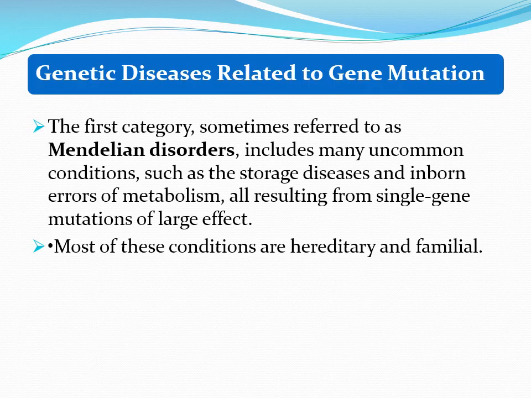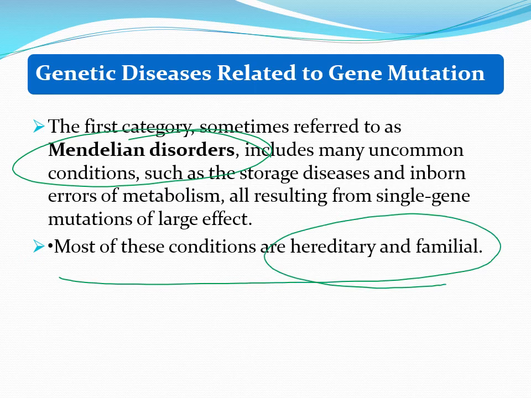So the classical example of the diseases which fall under the category of gene mutation are what we call Mendelian disorders. Remember, in secondary school we used to call them Mendelian disorders. Most of the conditions are familial, and they are inherited. Most of the conditions which cause gene mutation, either frame shifting or point mutation, affect sex cells. That's why most of them are hereditary, and hence familial. Familial meaning they can be transmitted from one generation to another.